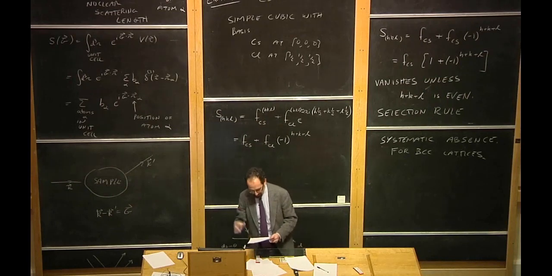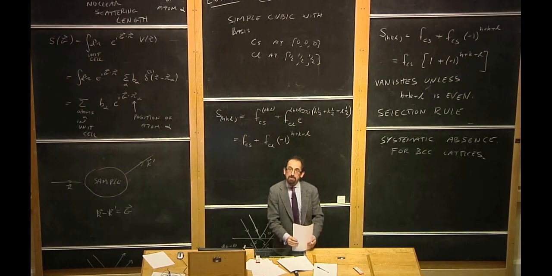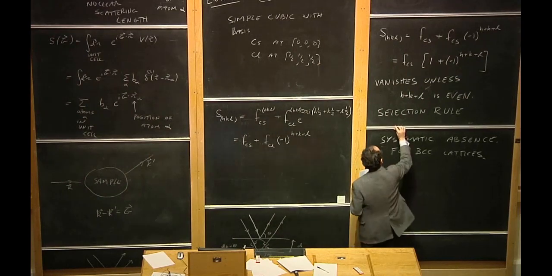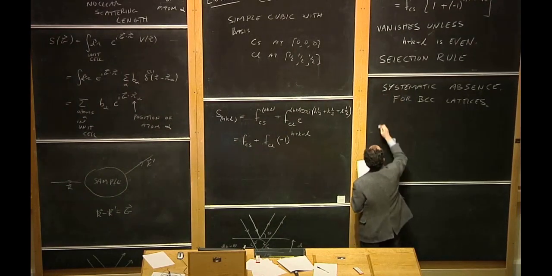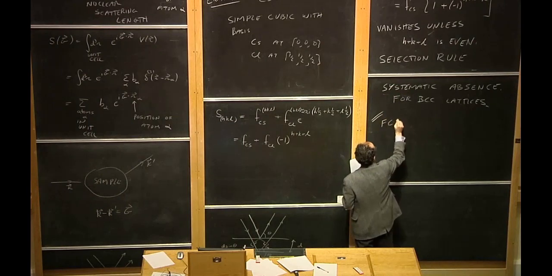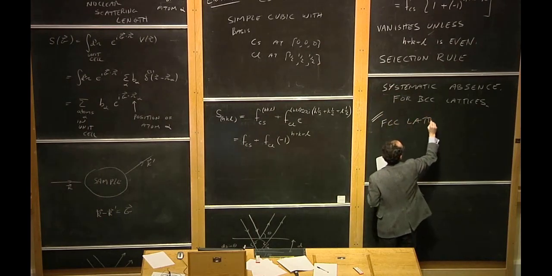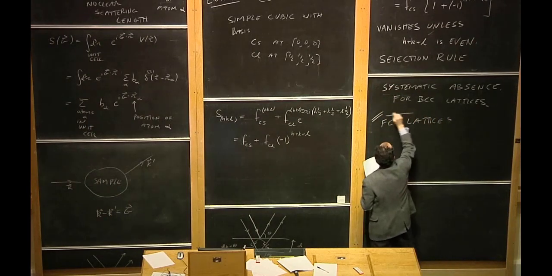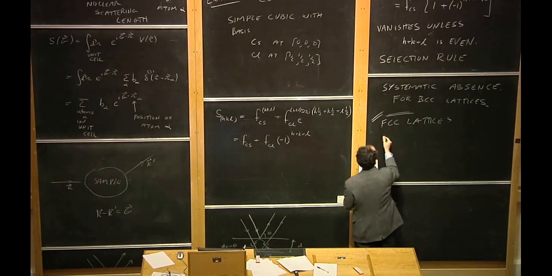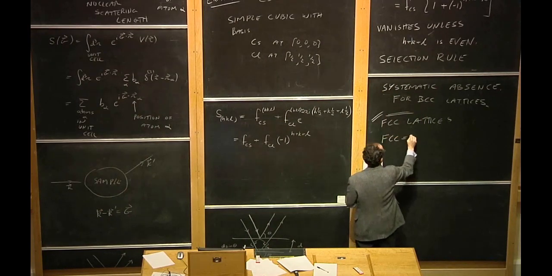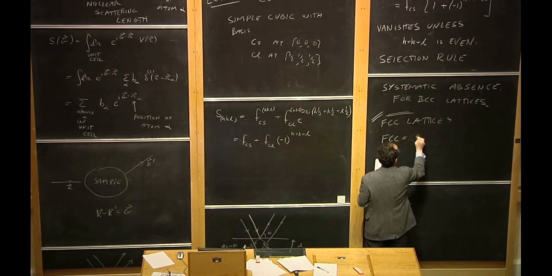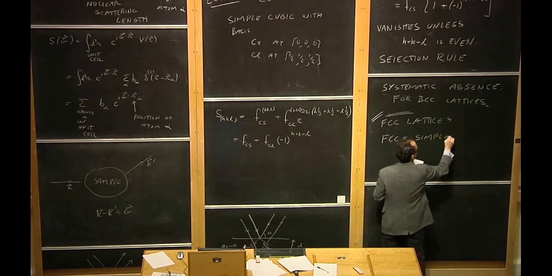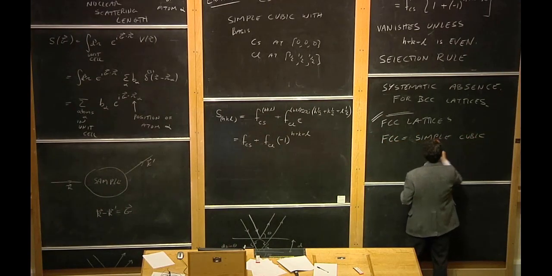So, right. We can do the same thing with FCC lattices. Let's consider the case of FCC. So for FCC, we can think of FCC equals a base, simple cubic, times a basis.